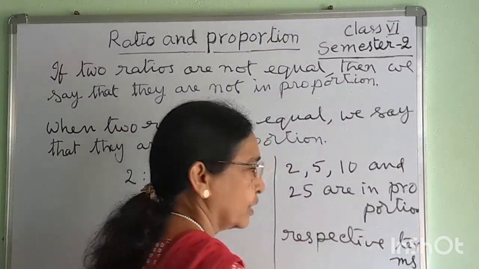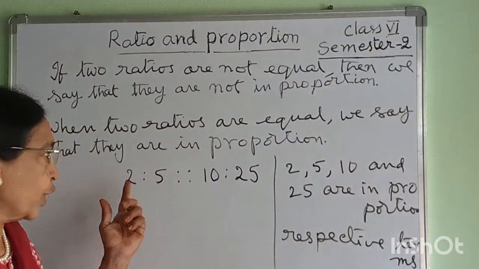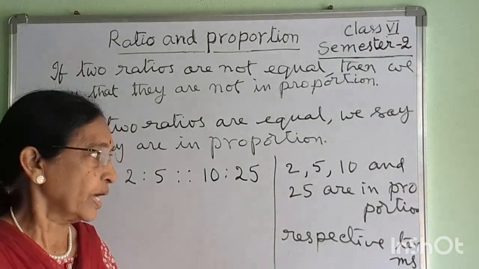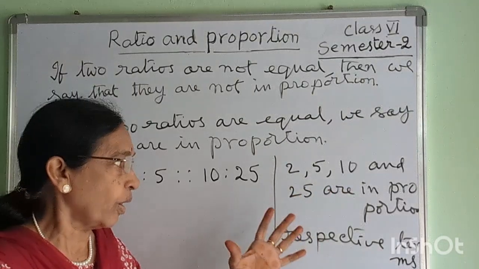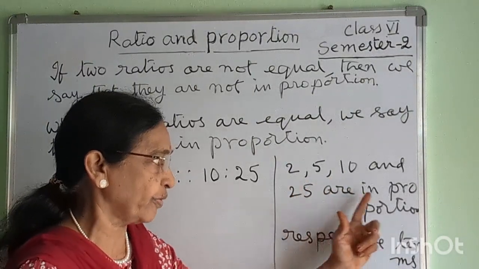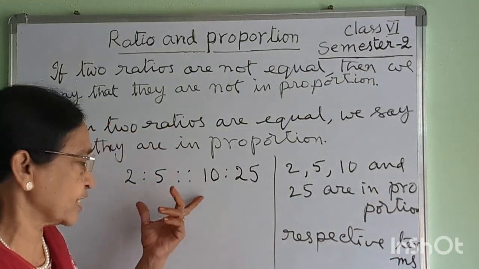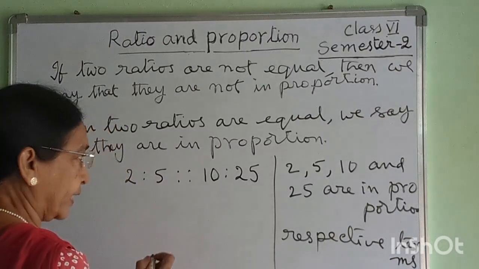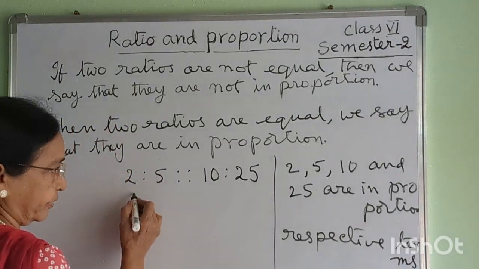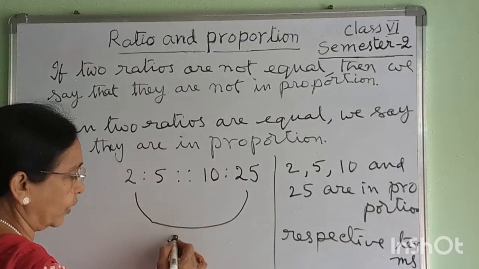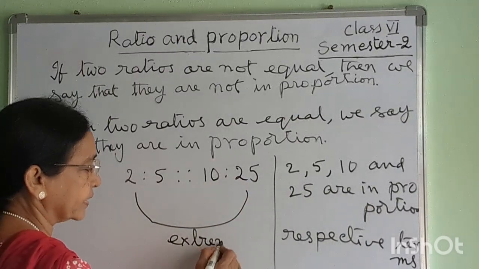So in this ratio, 2, 5, 10 and 25 are respective terms. These respective terms are said to be in proportion. 2, 5, 10 and 25 are in proportion. The respective terms are in proportion. And the 2 and 25, these two are called extreme terms.